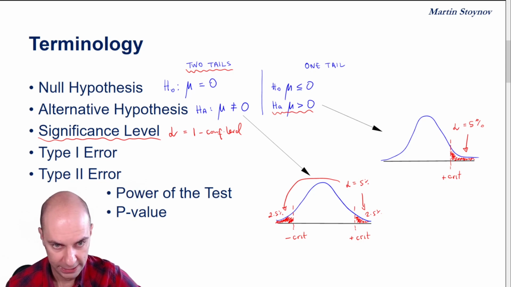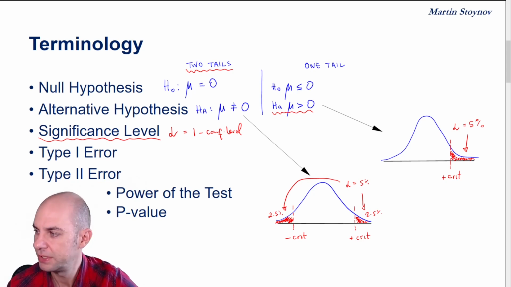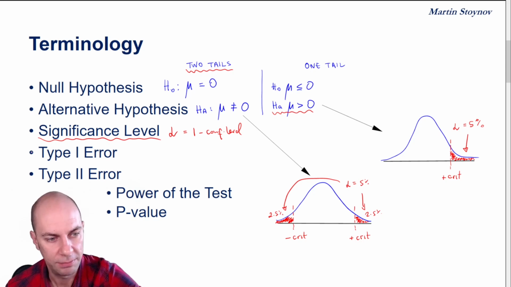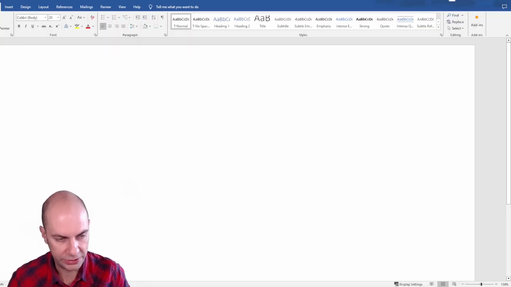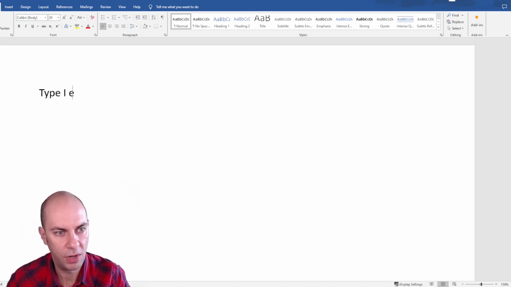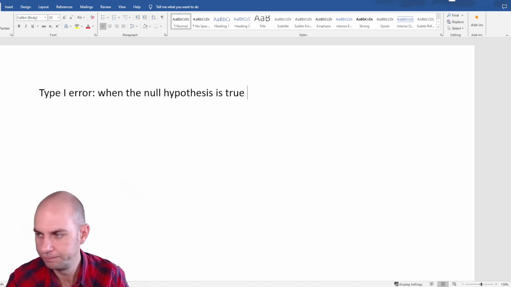Okay. So then in statistics, sometimes we're going to make mistakes, and these mistakes are known as type 1 error and type 2 error. Let's go to the Word document and define those things. Okay, so what is a type 1 error? When the null hypothesis is true, but we incorrectly reject it, right?